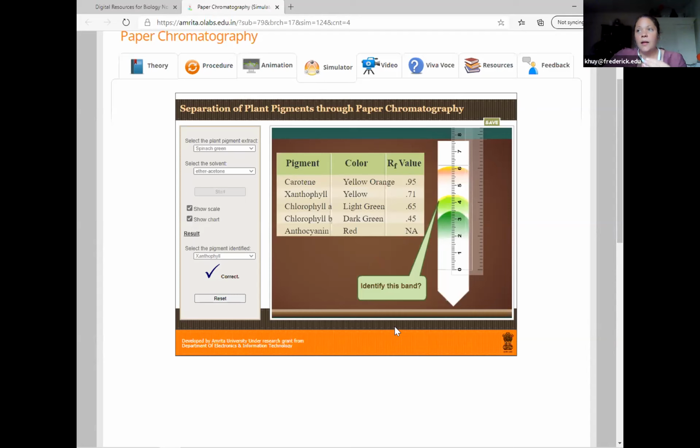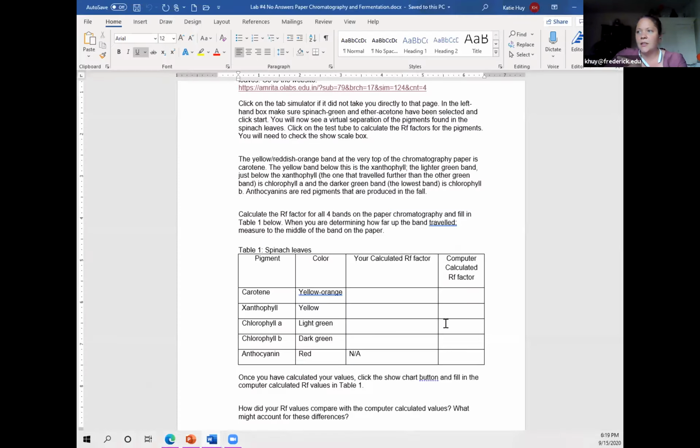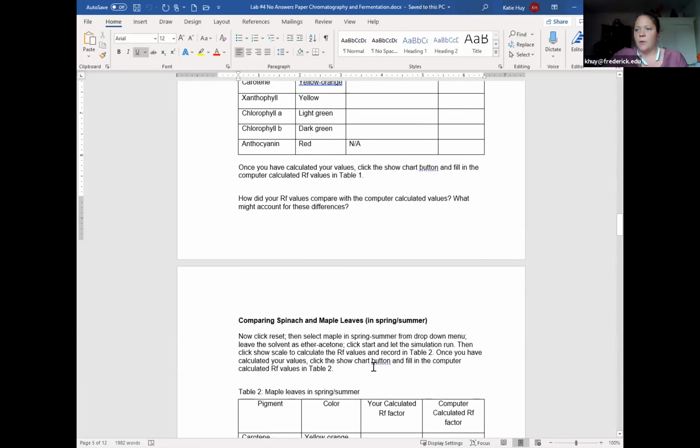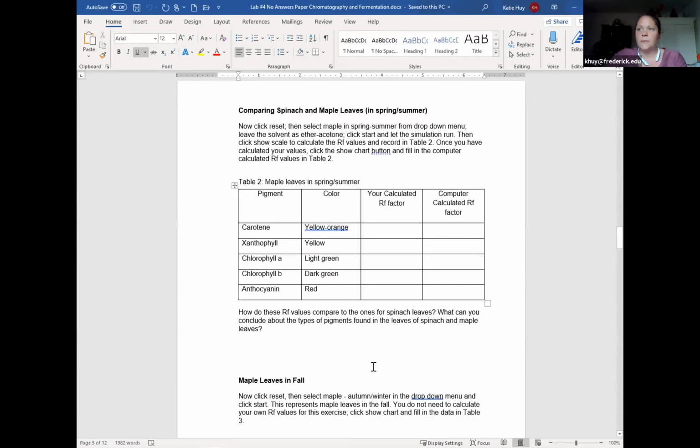So what you're going to be doing is you write this and you put it right into your lab. You calculate your RF factors and then compare them to the computer calculated RF factors. So do take the time to calculate your RF factors so you get some practice with what that looks like. And then you're going to have the answer there so that you can have that comparison. And then you have questions here about why you might see some changes.